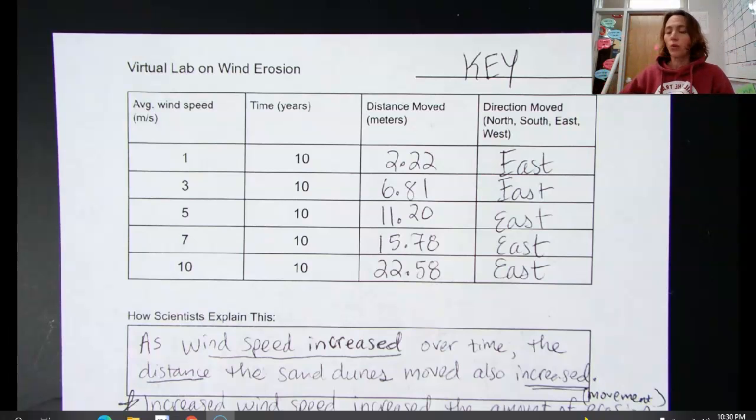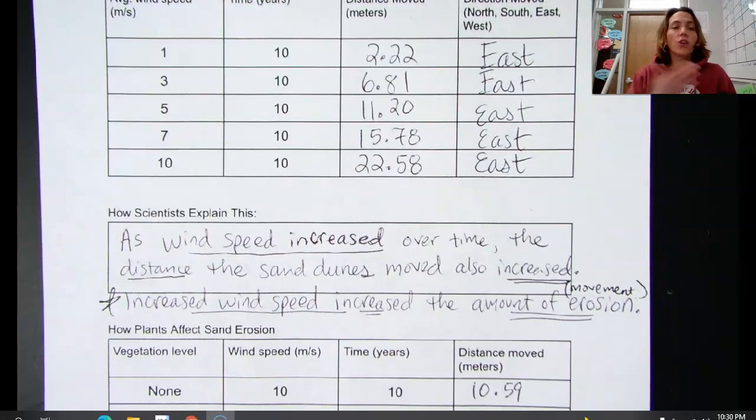And it's very clear when we look at this data, let's science for a moment, as wind speed increased, what did the distance do? It also increased. We have a direct relationship here, and that's all I was looking for. So something to this effect, as wind speed increased over time, the distance the sand dunes moved also increased. Pretty straightforward, I hope. Increased wind speed increases the amount of erosion. Erosion meaning movement or transportation of materials. Okay, I hope that was pretty straightforward.